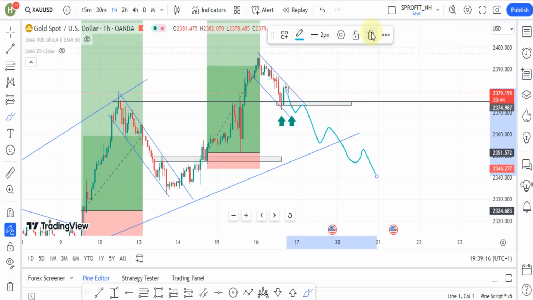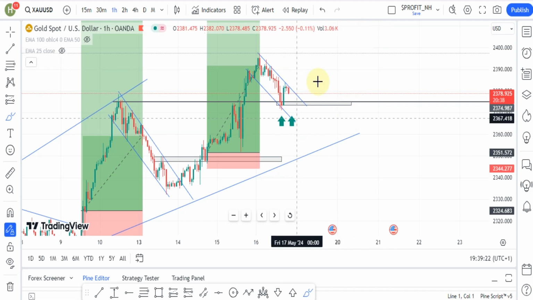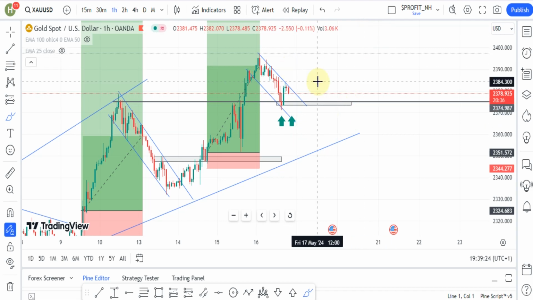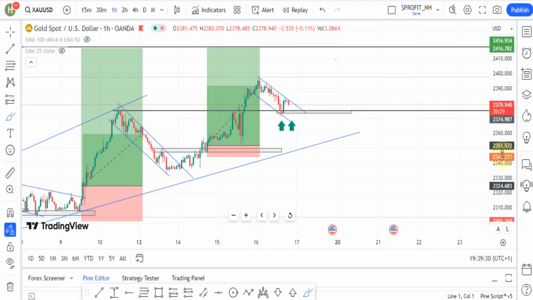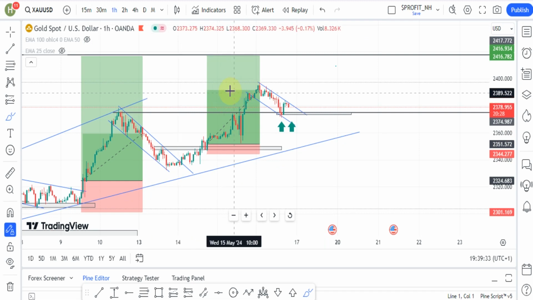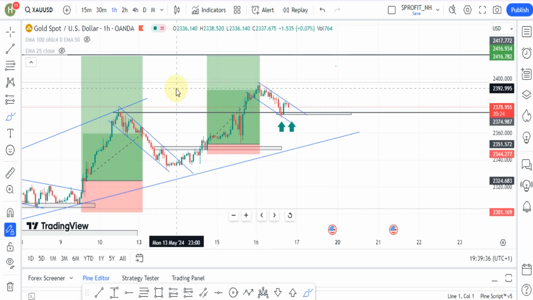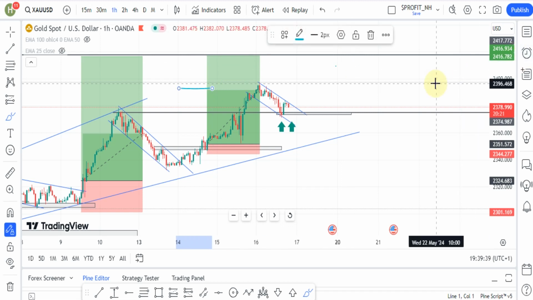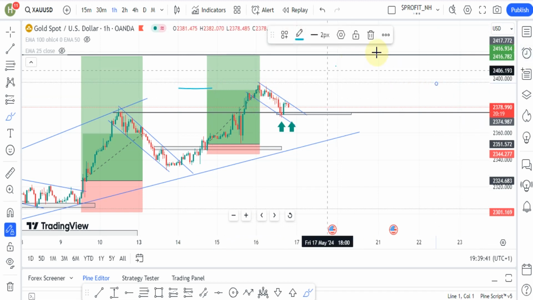So let me go to the dollar index and show you how you can use the dollar index to understand what the gold market is doing. Then after that, we'll come to the gold market and see it from the bigger perspective, and I'll show you why I was expecting gold to go all the way to this area and what happened and why the market did reverse at this point. So first of all, let me go to the dollar index and show you what the dollar index is doing.